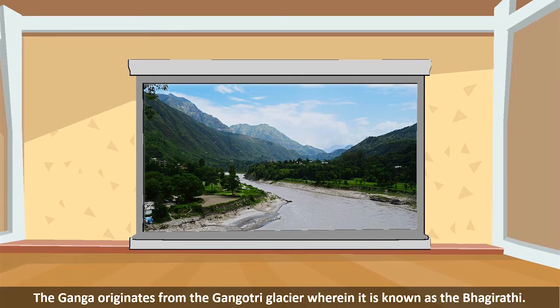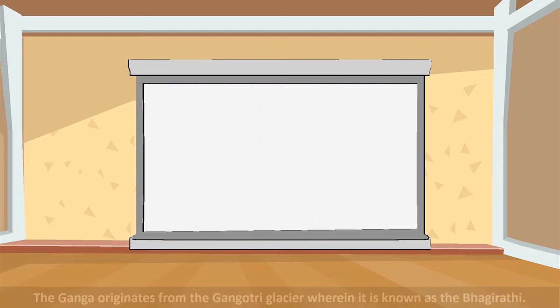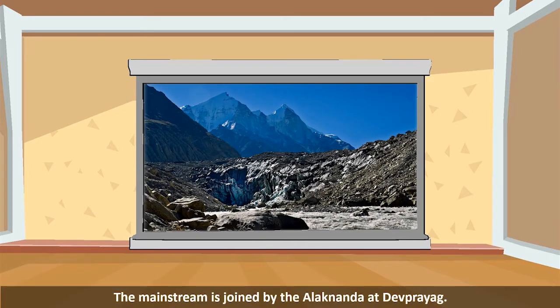There are various names of this river on its journey. The river Ganga is known to originate from the Gangotri glacier.